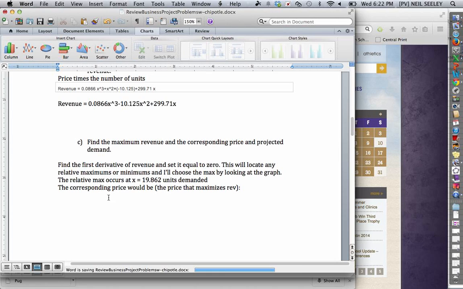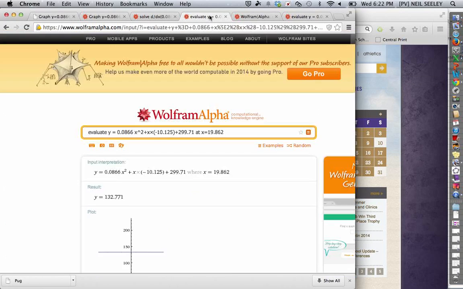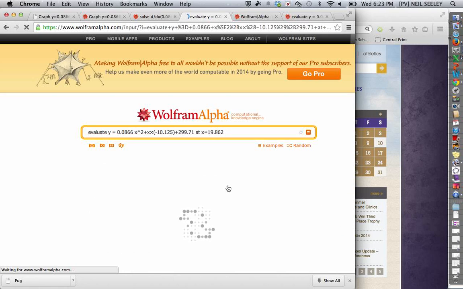I'll copy that, put it back into my graph down here. And what I can do is, for that price, at x equals 19.862, I'll find out the value of it. And in fact, I think I've done that here. I'm going to go check out my Wolfram. I believe I've evaluated this. Yep, here it is. Evaluate that original function at 19.862. Hit enter.